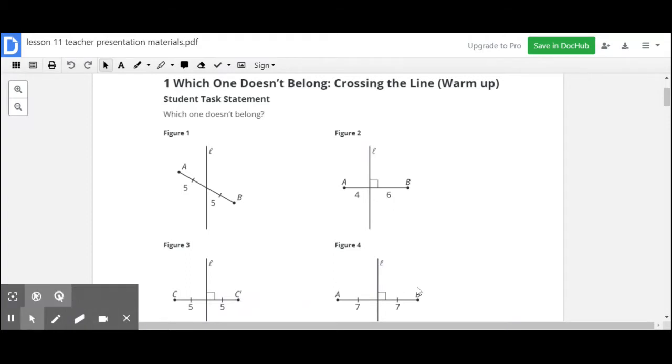And then lastly, we have figure 4. Figure 4 does not belong with the other three because, unlike the other three, line segment AB is 7 units and 7 units, which would add up to 14 units. The other three figures are only adding up to 10 units. Now, the idea of the equal sides and the same amount of units total and the perpendicular angle, all of these things will be important when we come to define reflections over the course of this lesson. And that completes our warm-up, part 1 of this lesson.